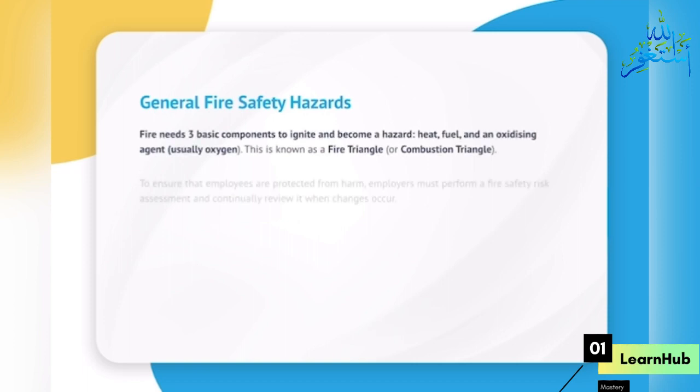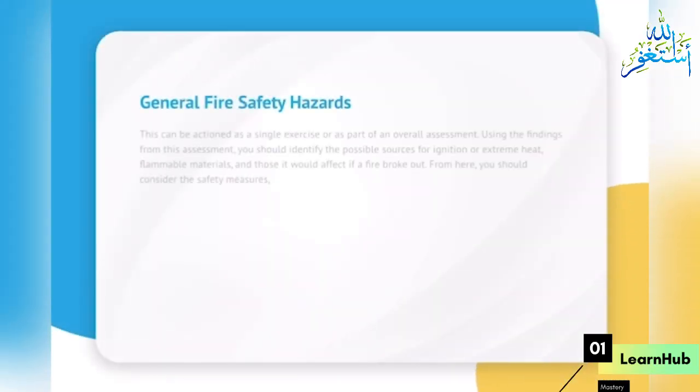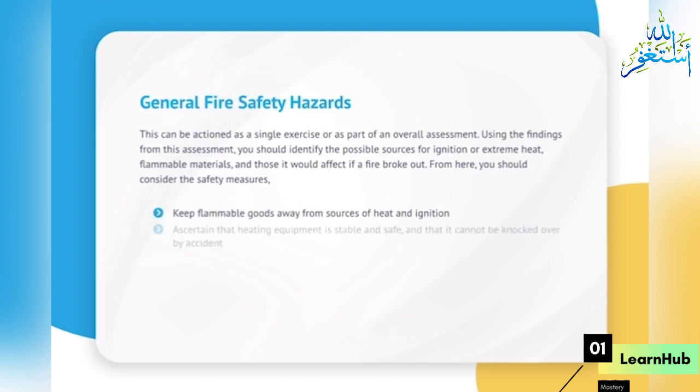General fire safety hazards. Fire needs three basic components to ignite and become a hazard: heat, fuel, and an oxidizing agent, usually oxygen. This is known as the fire triangle, or combustion triangle. To ensure that employees are protected from harm, employers must perform a fire safety risk assessment and continually review it when changes occur. This can be actioned as a single exercise or as part of an overall assessment.